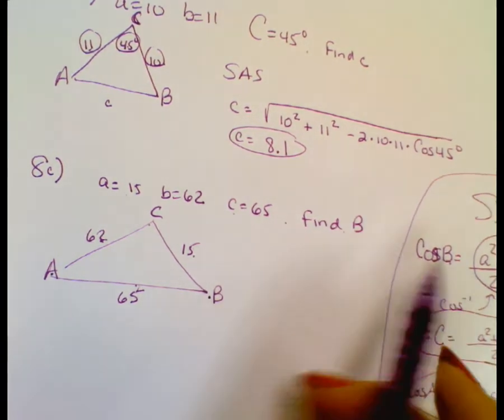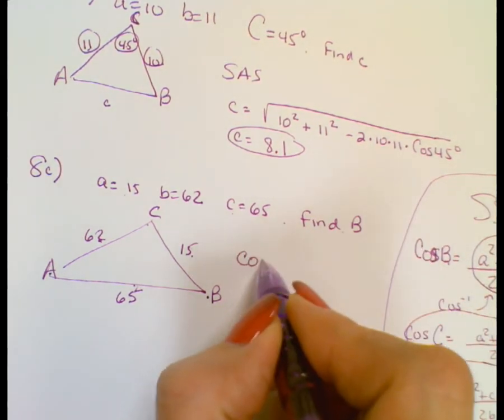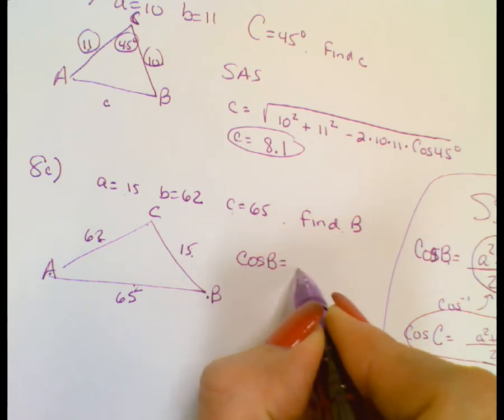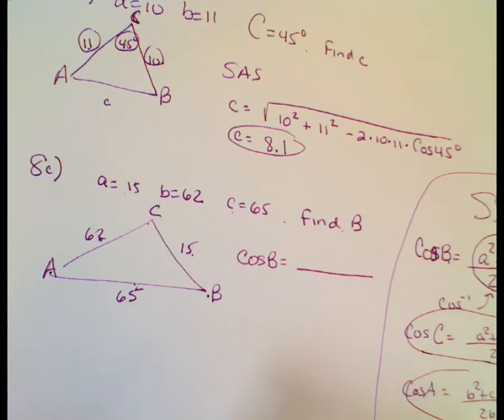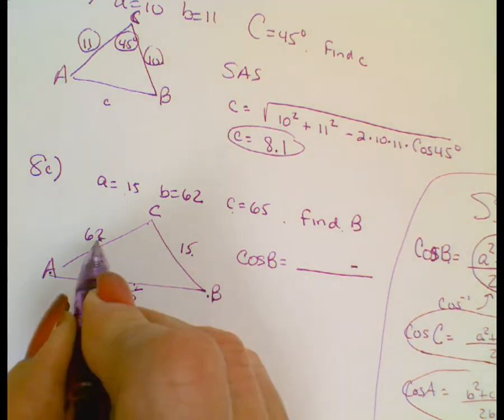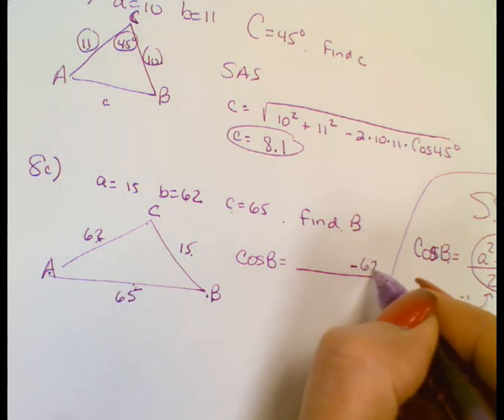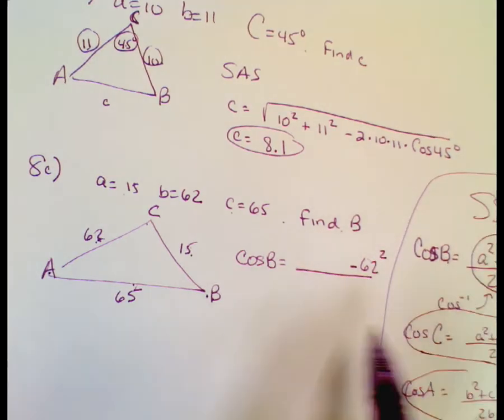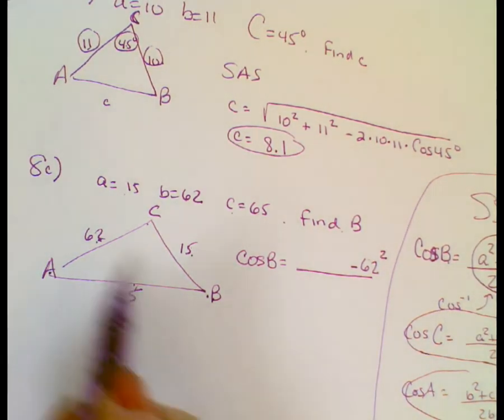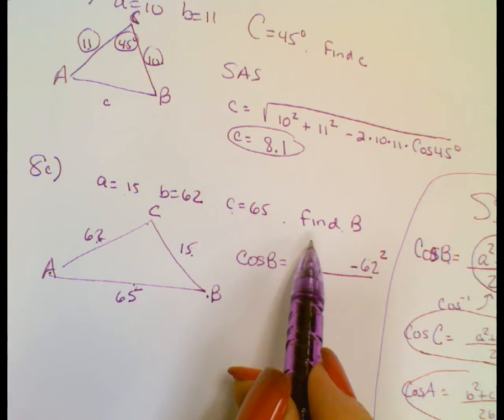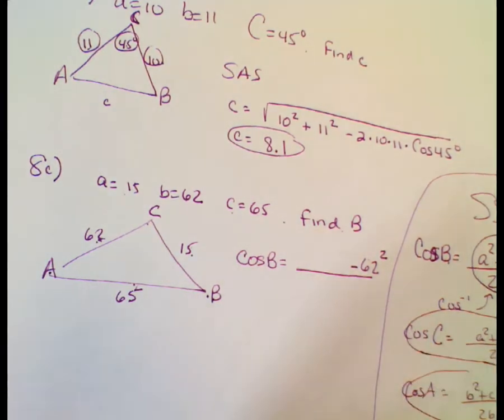They're saying find B. So to find B, you're going to say cosine B equals subtract side b. So if you're solving for B, subtract side b. I usually subtract the largest side squared, but in this case, it's not the largest side because they're telling us to find B. So we're just going to go with this.